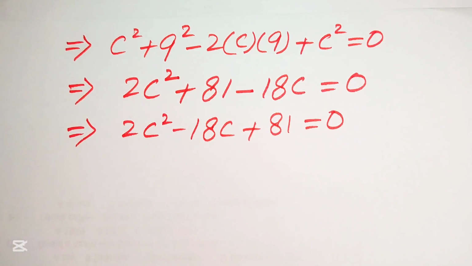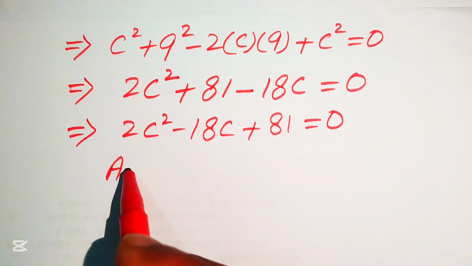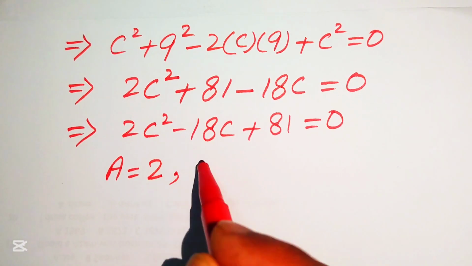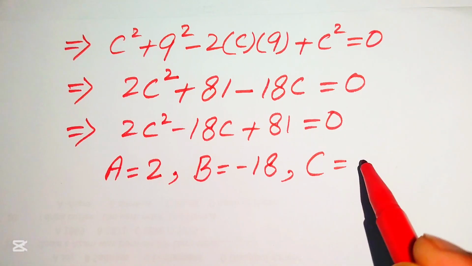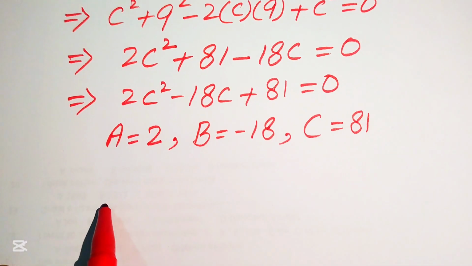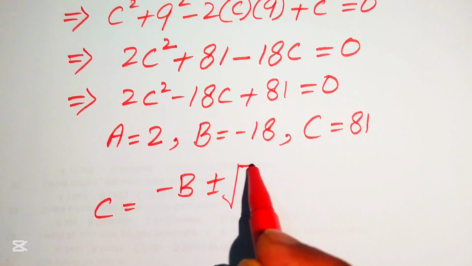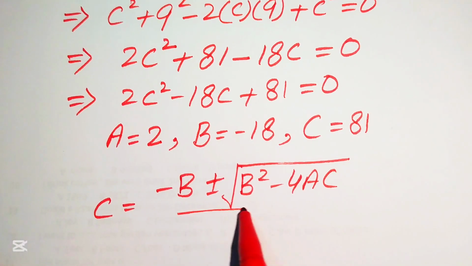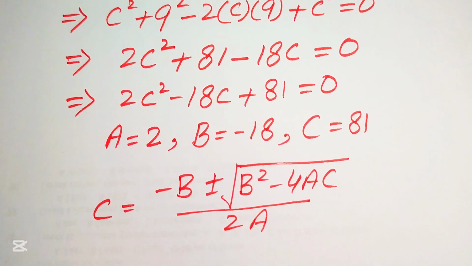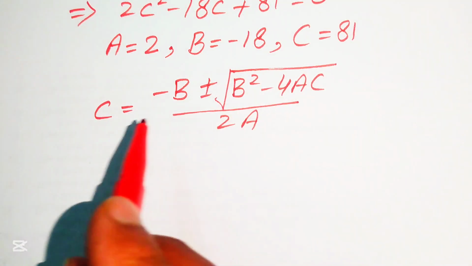So this is the quadratic equation, and here we will apply the quadratic formula in order to solve this quadratic equation. First we write the coefficients of this equation, and its coefficients are capital A equals to 2, capital B equals to minus 18, and capital C equals to 81. So here we have our small c equals to minus b plus minus square root of b square minus 4 times of ac, divided by 2 times of a. This is our quadratic formula, and now here we need to substitute the values of a, b and c here.